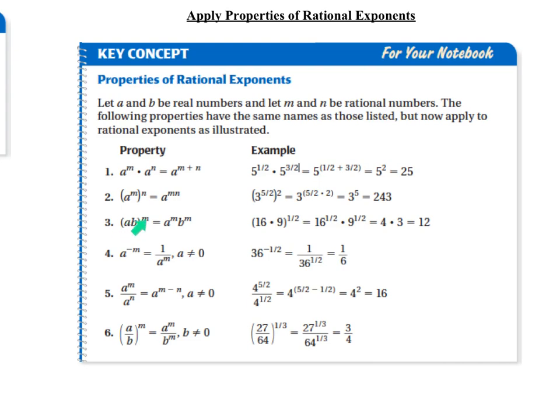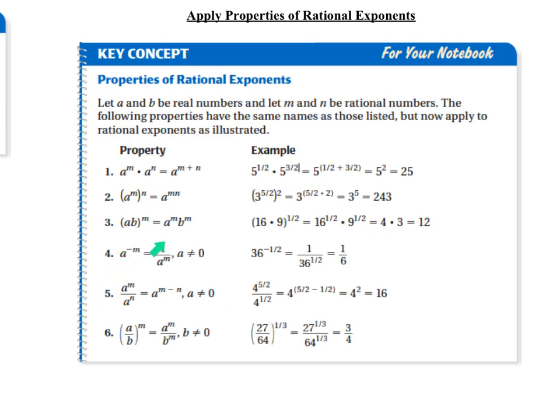So (ab) raised to the m, you have to distribute and do a to the m, b to the m. So in this case, 16 times 9 to the 1/2, you'd have to do 16 to the 1/2 times 9 to the 1/2. Remember that 1/2 means square root, so it's the square root of 16 times the square root of 9, so 4 times 3 gives us 12.